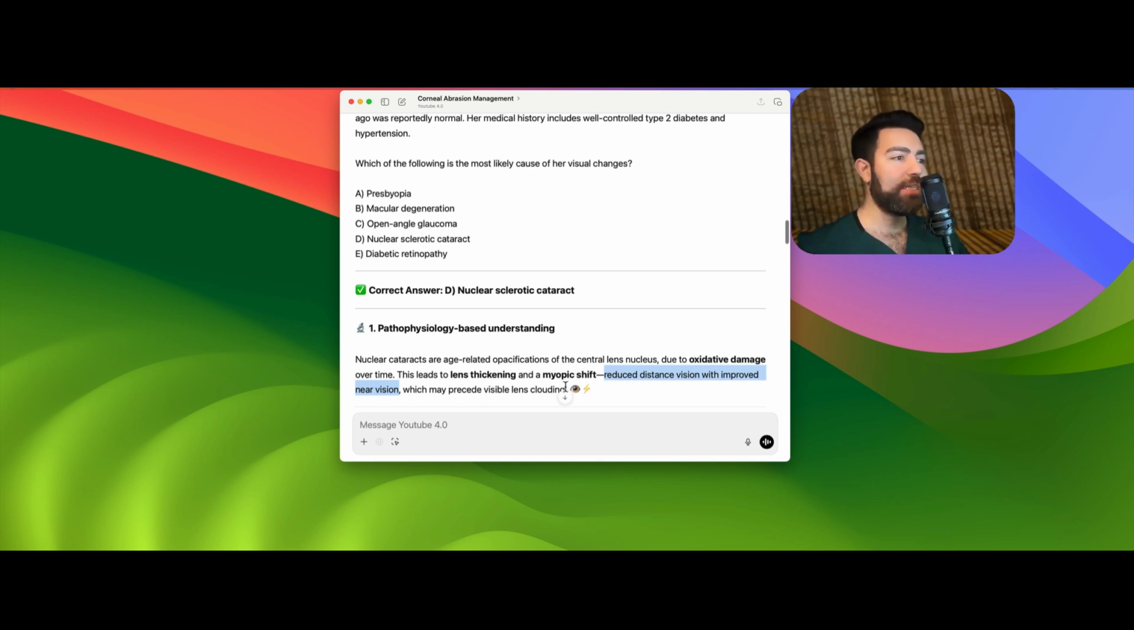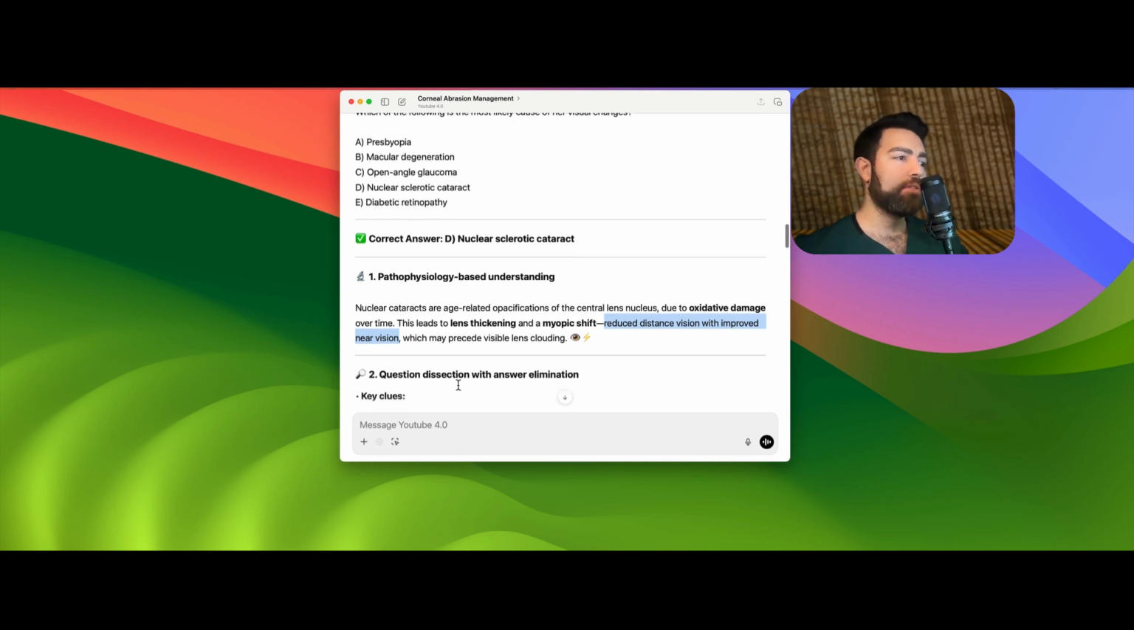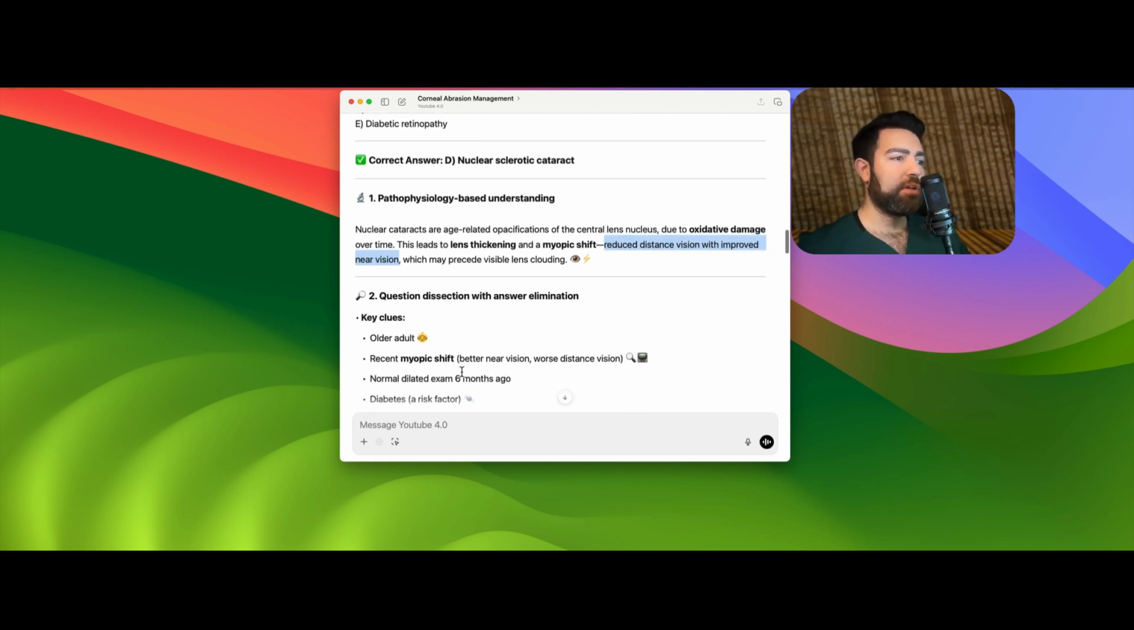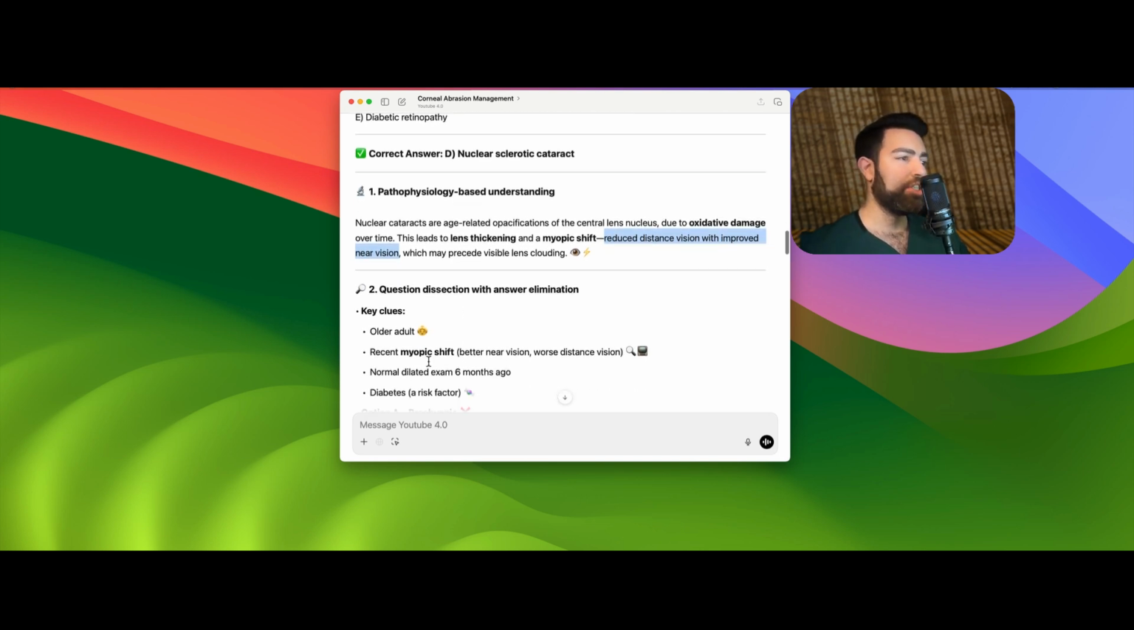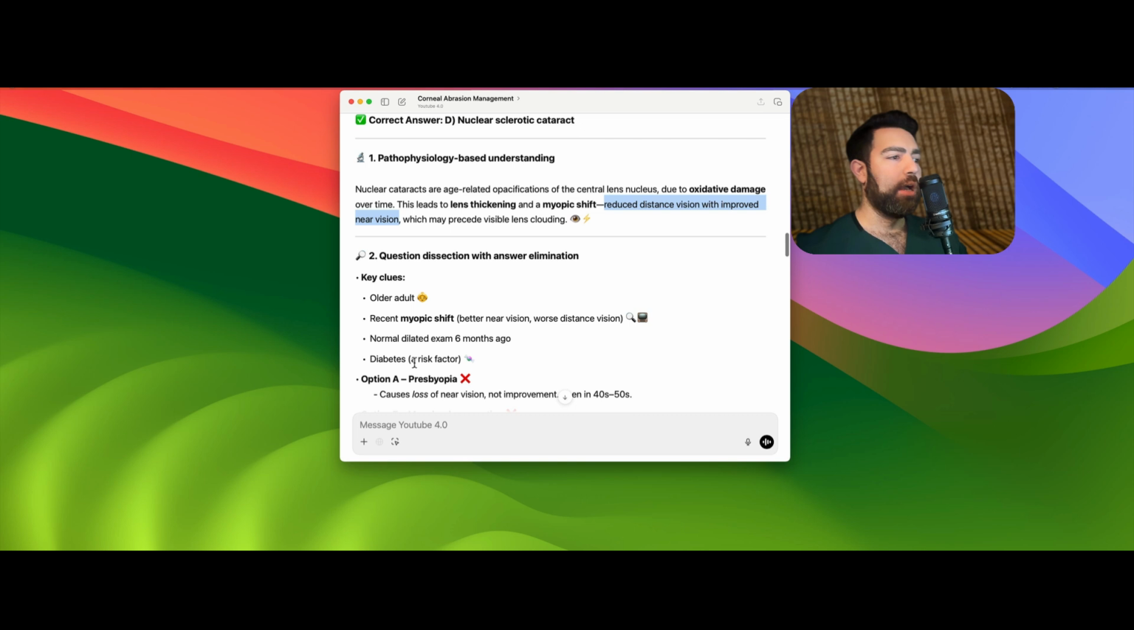Okay, so you may not really see that lens clouding in cataract eyes that you see in practice, because the first sign that they're going to start to notice is the myopic shift without the clouding. Okay, so key clues: this is an older adult. We have recent myopic shift, better near vision, worse distance vision, normal dilated exam. There is a diabetes history here, which is a risk factor.